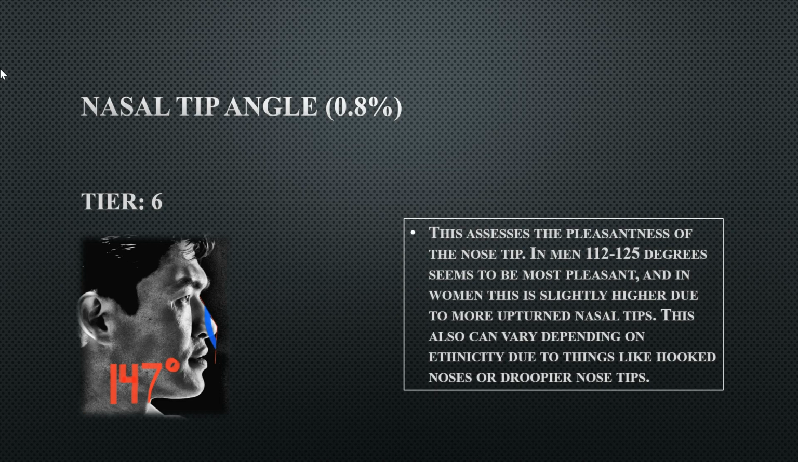All right, so his nasal tip is a tier 6, 147 degrees. This is not too big of a surprise, honestly. It's pretty obvious that his nose is very rounded towards the end of it. And also his nose isn't really too projected, so that is part of the reason why his nasal tip is very rounded. And, you know, it could also be an ethnic thing as well. But yeah, he does lose all points for having a nasal tip that is very bulbous.